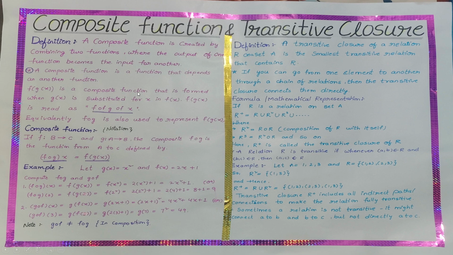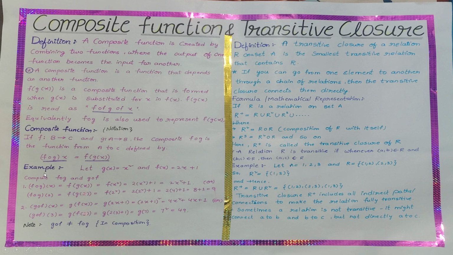F of g of x is a composite function that is formed when g of x is substituted for x in f of x. F of g of x is read as f of g of x. Equivalently, f∘g is also used to represent f of g of x. Here we can see that notation. If f is a function from b to c and g is a function from a to b, then the composite f∘g should be from a to c. F∘g equals f of g of x.